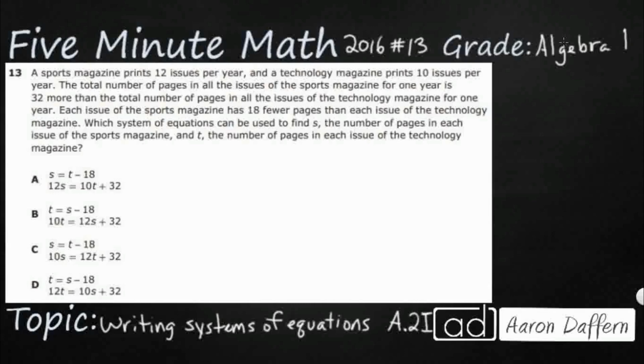Today we are looking at the Algebra 1 concept of writing systems of equations. This is standard A.2I in the great state of Texas, and we are using item number 13 of the 2016 released STAAR test. If you haven't done so already, please take a moment to pause the video, work this problem out on your own, unpause it, and we will look at our answers together.